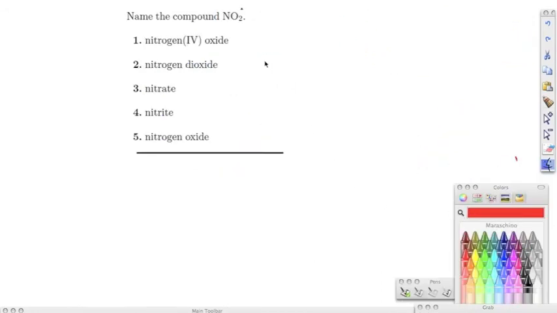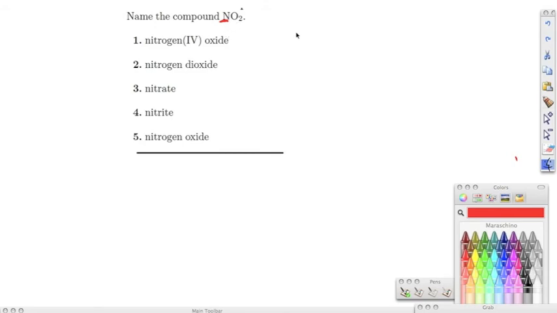Now here, it says name the compound NO2. Now the first thing we have to do in naming any compound is we have to tell, is it ionic, is it covalent, or is it an acid? To do that, we look at the very first element in the compound. If it's a metal, we know that it's ionic. If it's a non-metal, we know that it's covalent. If it starts with an H, we know that it's an acid. So we look at this and we see that it's an N, and N stands for nitrogen, which we know is a non-metal because it's to the right of the stair step on the periodic table. Anytime we are naming a covalent compound, we are always using the Greek prefix system.